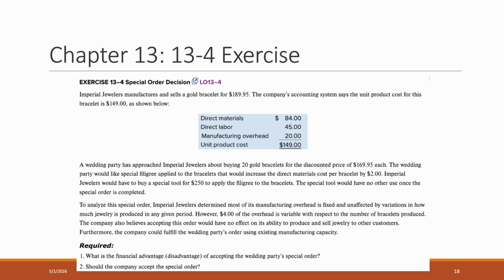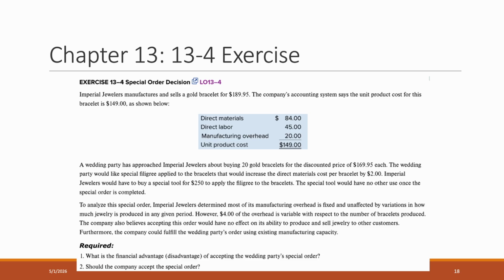A wedding party has approached Imperial Jewelers about buying 20 gold bracelets for the discounted price of $169.95 each. The wedding party would like the special filigree applied to the bracelets that would increase the direct materials cost per bracelet by $2. Imperial Jewelers would also have to buy a special tool for $250 to apply this special filigree to the bracelets. The special tool would have no other use once the special order is completed.